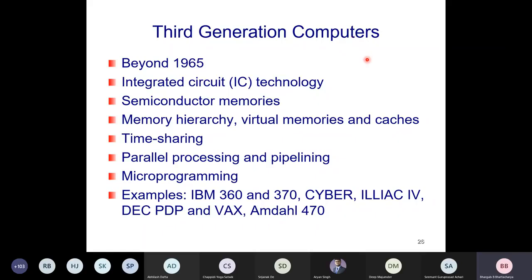They use technologies such as semiconductor technology, memory hierarchy, pipelining, and so on. We will study memory hierarchy and pipelining later in our course. So gradually, as you can see, more and more technologies are becoming available, and people could build more and more powerful computers.